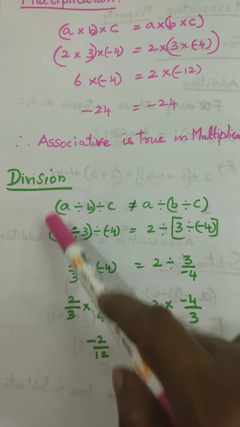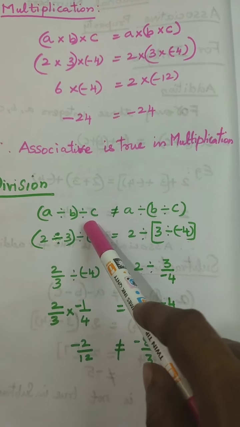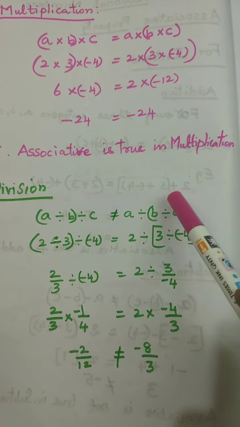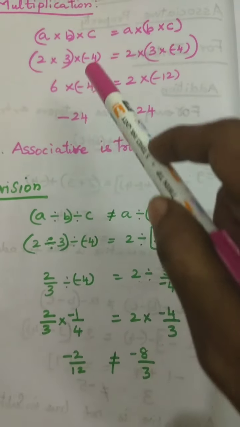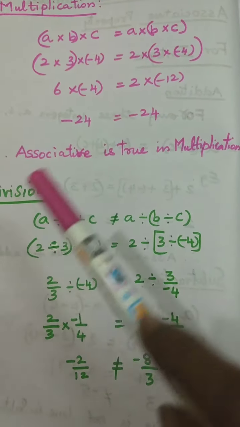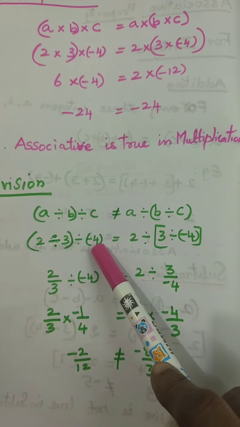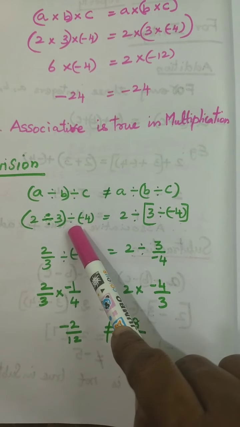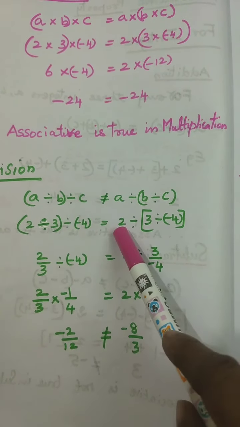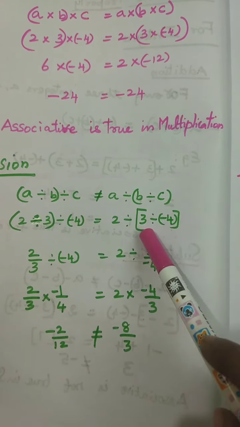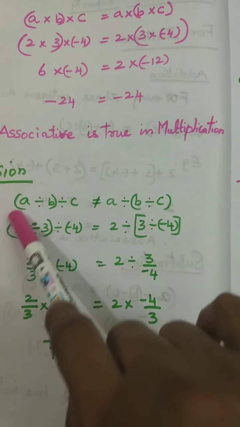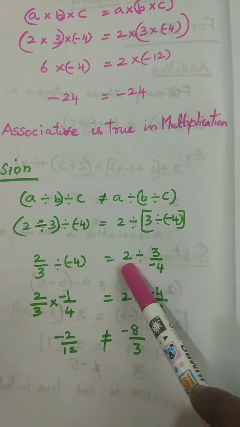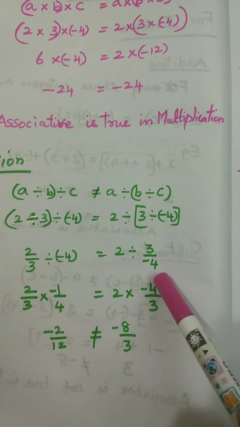Then we shall see the division. (a ÷ b) ÷ c is not equal to a ÷ (b ÷ c). Now we shall take the same, a = 2, b = 3 and c = -4. Same numbers you are substituting here. Then (2 ÷ 3) ÷ (-4) and 2 ÷ (3 ÷ -4). Now we shall remove the bracket first.